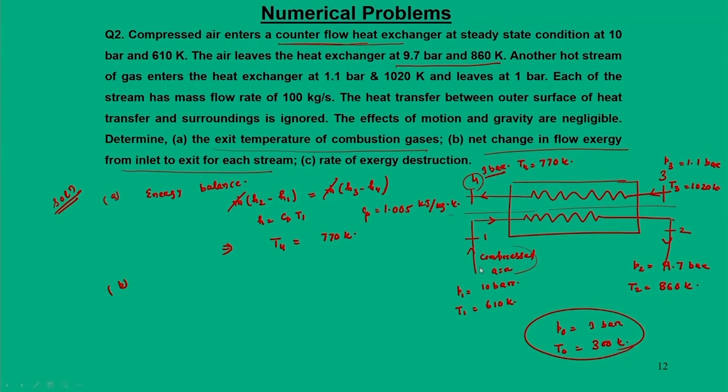So, first if you calculate for states 1 and 2, we can write m dot E f 2 minus E f 1 is equal to m dot H 2 minus H 1 minus T 0 into S 2 minus S 1. So, this is what we say flow exergy from inlet to exit for compressed air.